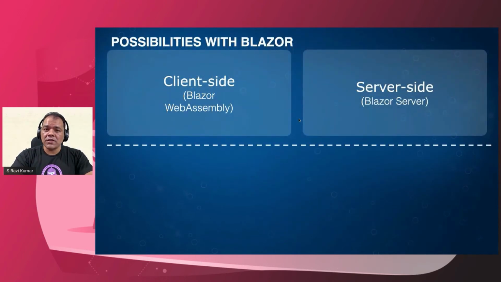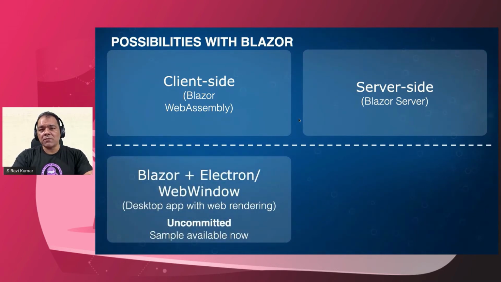Now let's talk about the possibilities of Blazor, what all we can develop using Blazor. Right now we have client-side development available using Blazor WebAssembly and server-side development using Blazor Server. Then you can develop Blazor desktop applications using Electron.NET or using WebWindow. WebWindow is another experimental framework which helps you create cross-platform desktop applications using Blazor or any JavaScript framework, just like Electron. It's experimental and it's also developed by Steve Sanderson, who created Blazor. WebWindow is also available as a NuGet package. So using WebWindow, you can create cross-platform desktop applications.